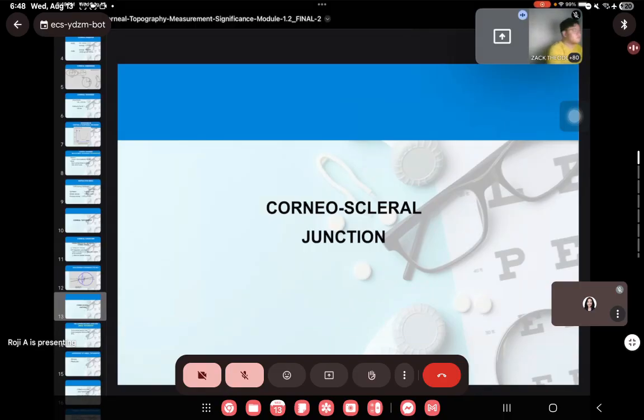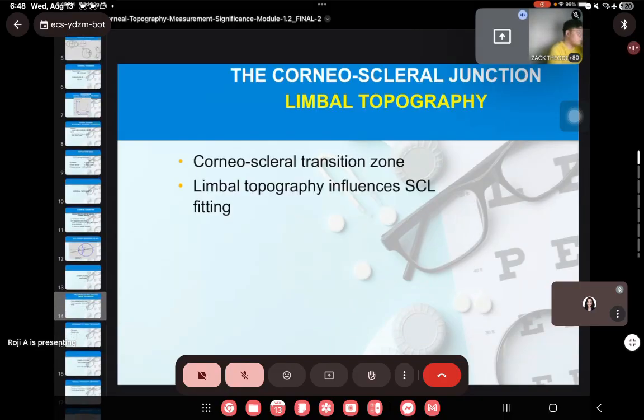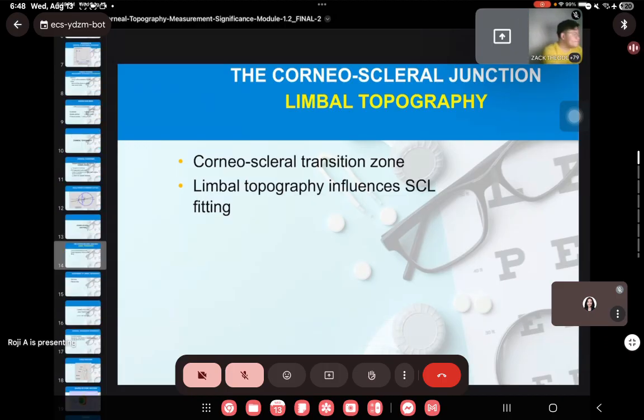So the corneal scleral junction, as we all know, is called the limbus. Correct? So the other term for corneoscleral junction is limbus. Correct? Am I right? Because it's the junction between the cornea and the sclera. That's why it's the limbus.